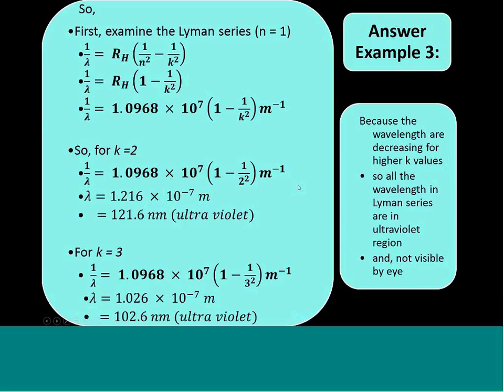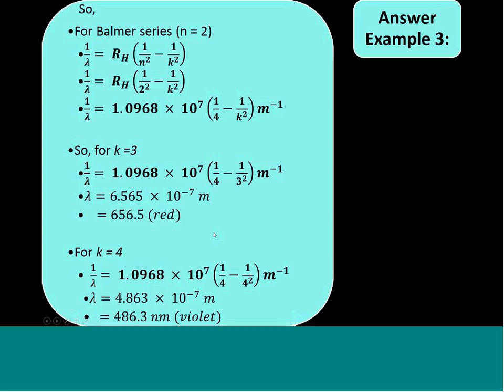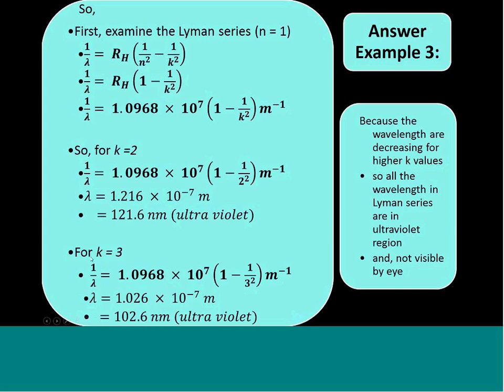That's because the wavelength is decreasing for higher K value. So the wavelengths in the Lyman series are in the ultraviolet region and not visible by eye. So this is how it is proven. Continue with the Lyman series. That means for this, we have shown K equal to 2 and K equal to 3, which is enough. So that means below 400 nanometer. So the question says 400 to 700 nanometer is in visible light.